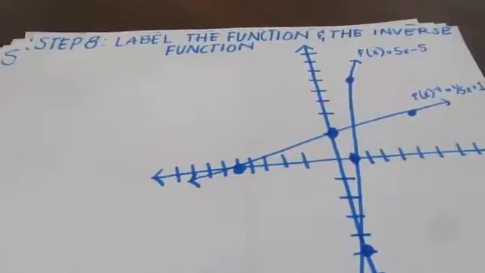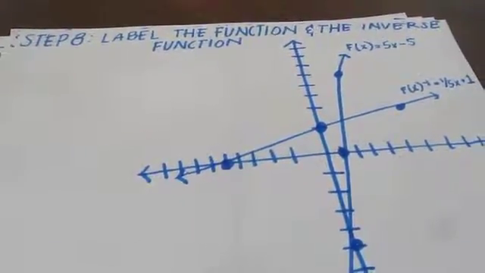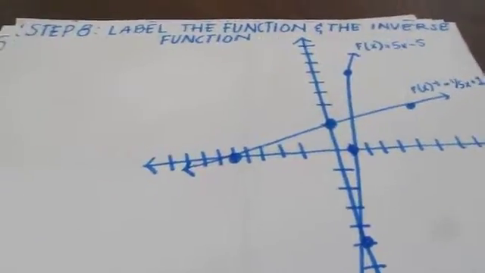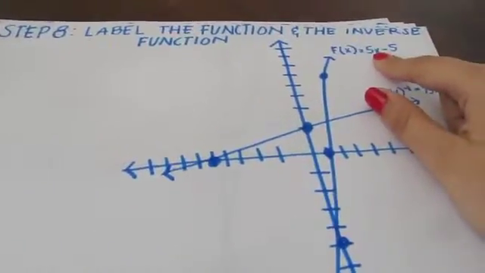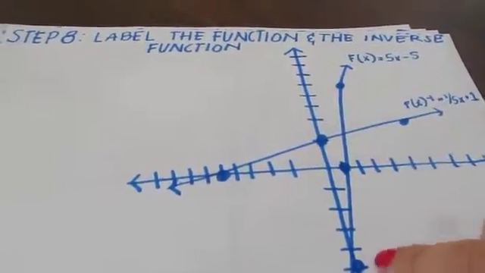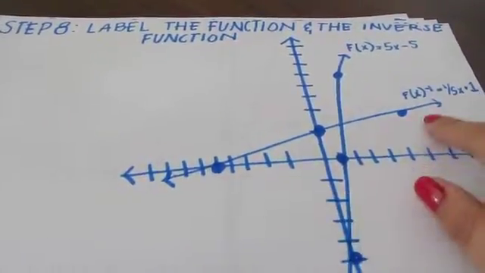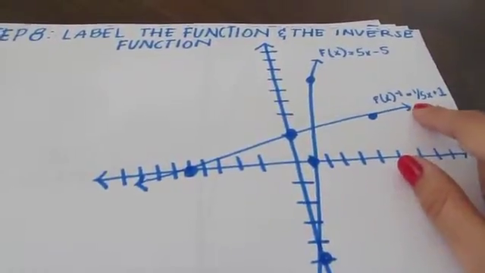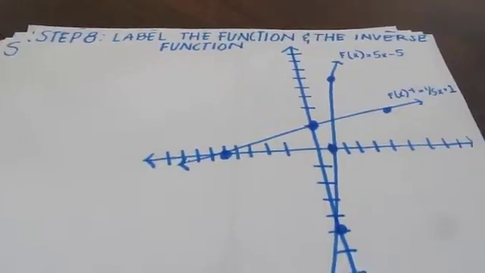And the last step is step 8, which is label the function and the inverse function. So here we have the first function, the original problem, on the line. Then this is our inverse function, which is 1/5 x plus 1. And there is your answer.